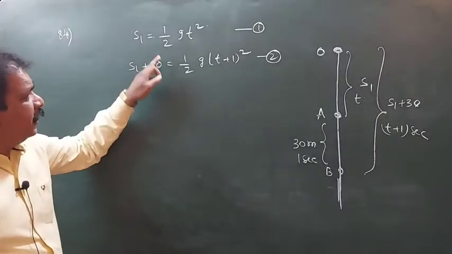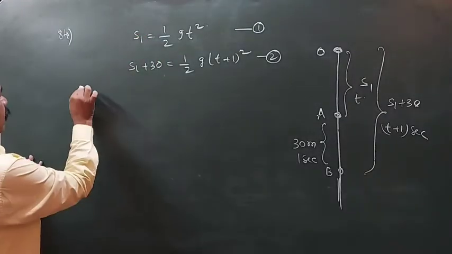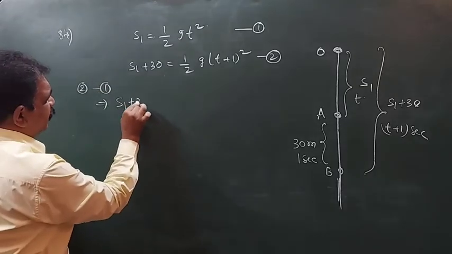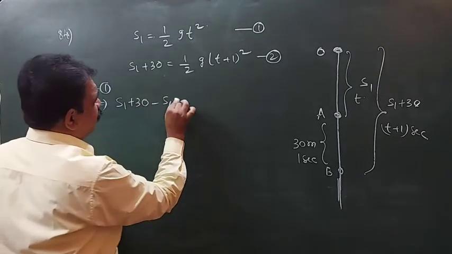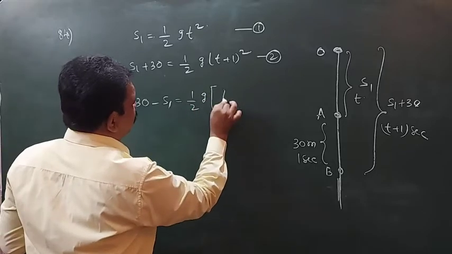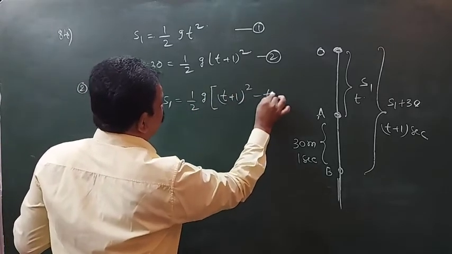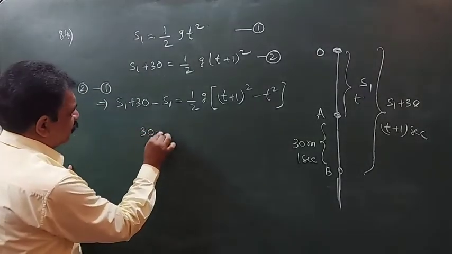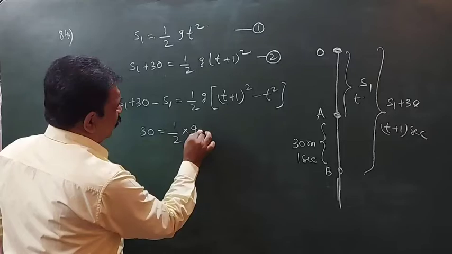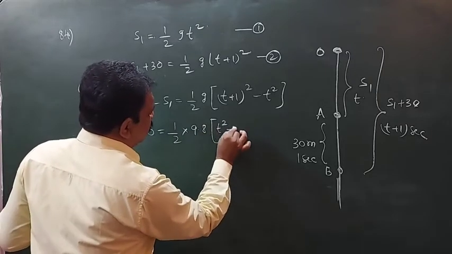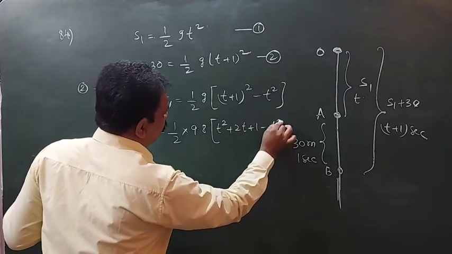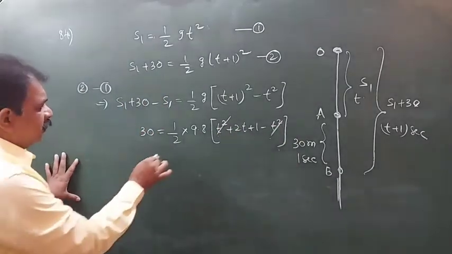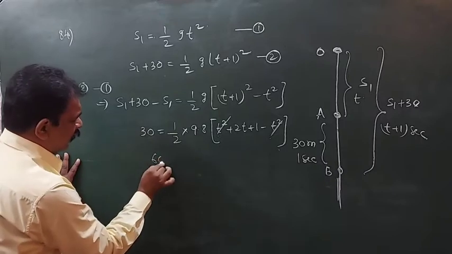Let it be equation 1, and equation 2. You subtract 2 minus 1. This value S1 plus 30 minus S1, 1 by 2 g you take common, (t plus 1) whole square minus t square. So this is 30, equal to 1 by 2 into 9.8 into t square plus 2t plus 1 minus t square. T square will cancel. Bring this to this side.